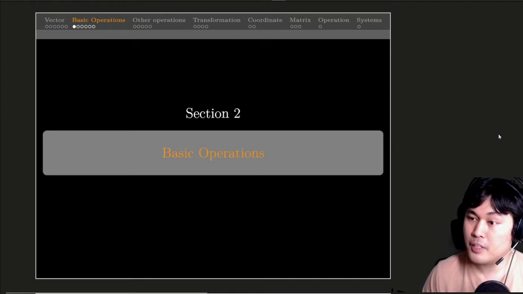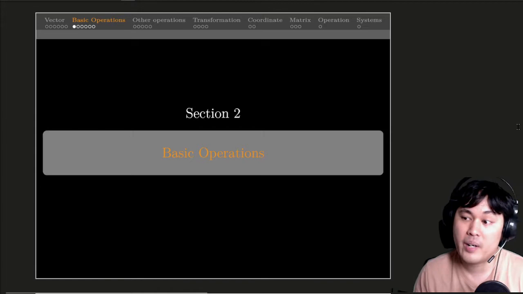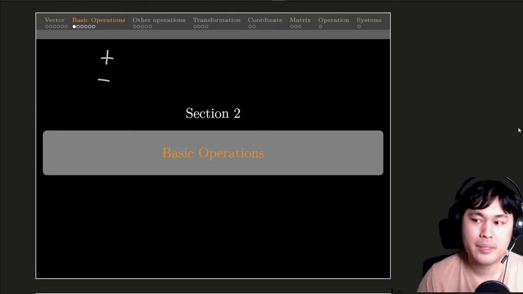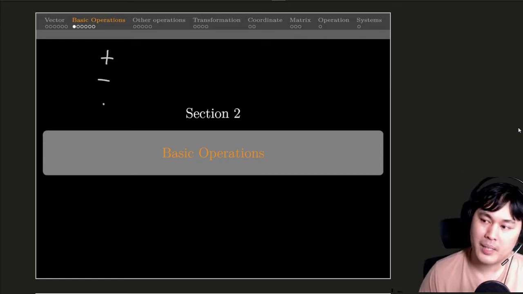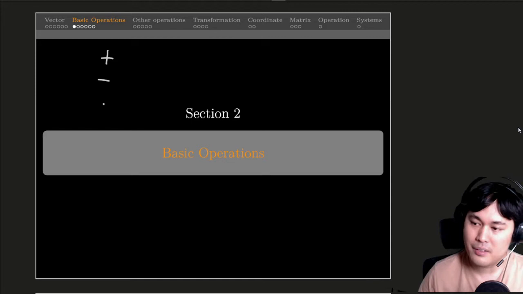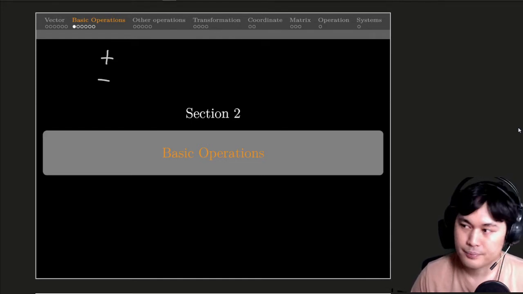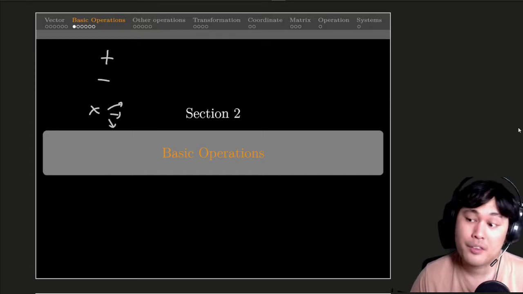So first of all, before we dive in, let me list all the operations. We can add, we can subtract, just like numbers, and we can multiply. But the interesting thing about this is there are actually 3 ways to multiply a vector, because it's not as straightforward as numbers.